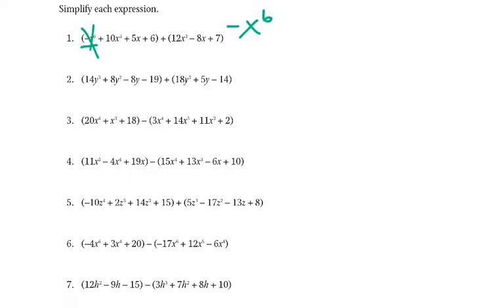Then I like to cross it out. So now I look in my next one. What's my next highest? 10x cubed and 12x cubed. So these two we can combine. So I take their coefficients, because remember, 10x cubed is basically saying you've got 10 of these x cubes being added together.